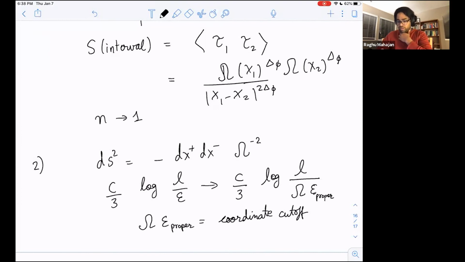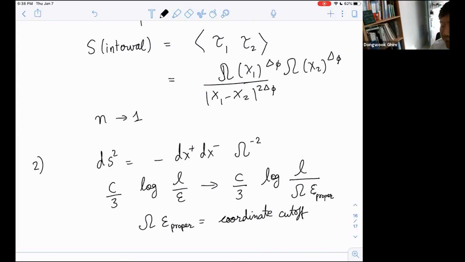So that's why it appears like this, because when you do a Weyl transformation to get rid of omega, you compute the correlation function of the twist operator now in flat space, but you have to remember that your UV cutoffs are now different. It's essentially the same, but in terms of lengths, it's maybe easier to visualize that. I see. Thank you. Okay.